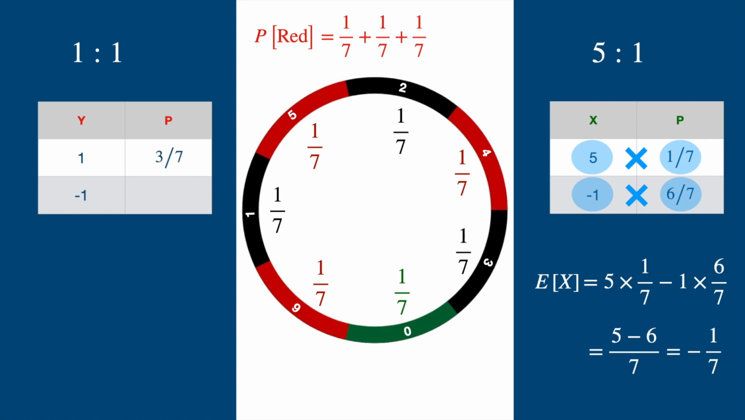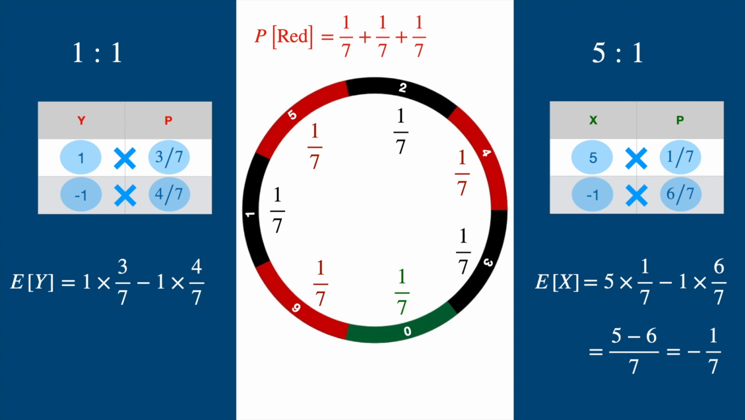The probability of non-red, which is black plus green, is then 4 divided by 7, and we can calculate the expected value of our P&L, which is value times probability. This is (3 minus 4) divided by 7, so again we lose 1/7 on average.